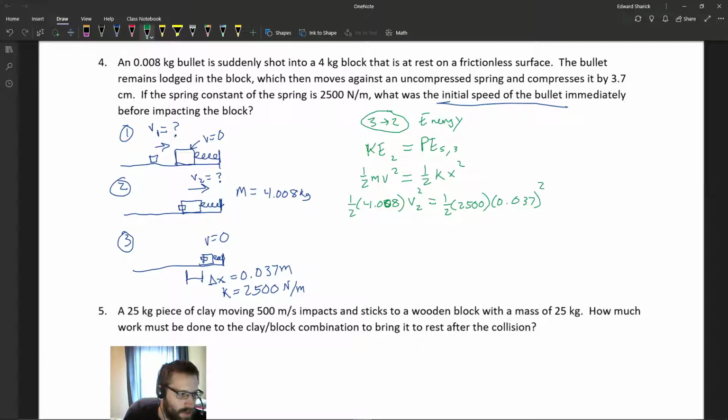Go ahead and plug this into your calculator, solve it out. You should get a velocity v2 of 0.92 meters per second. Now, so now we have the velocity at 2, and now we can go from 2 to 1 using momentum conservation.